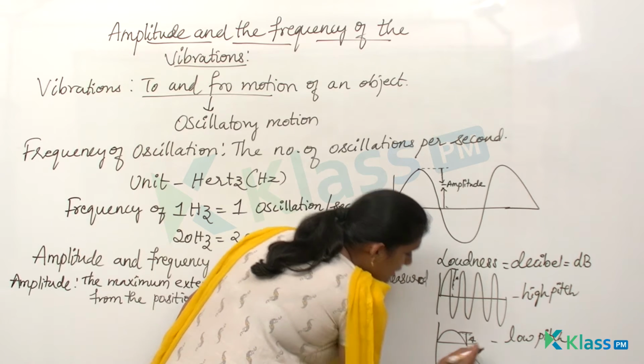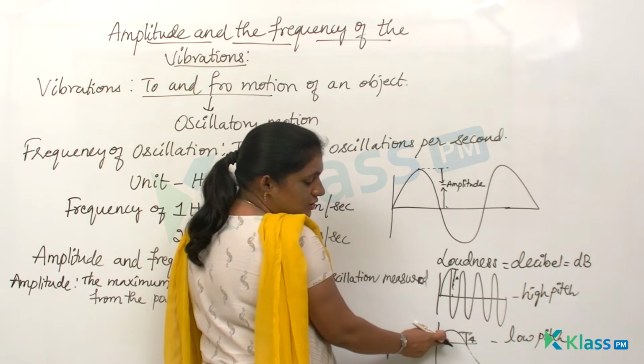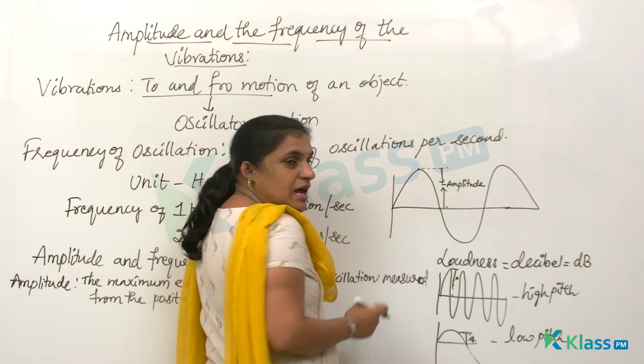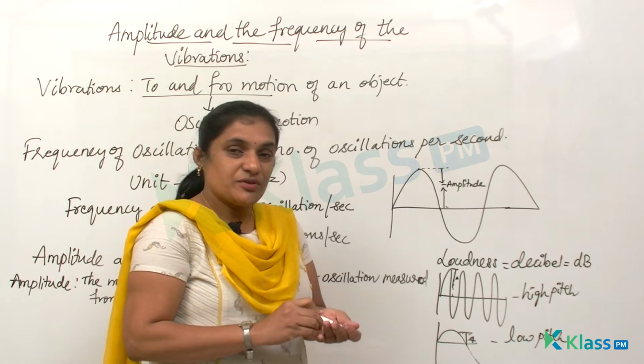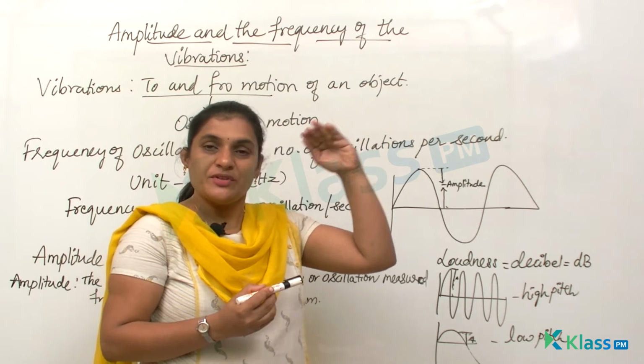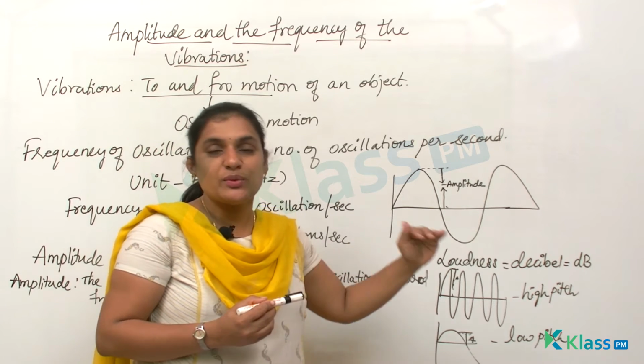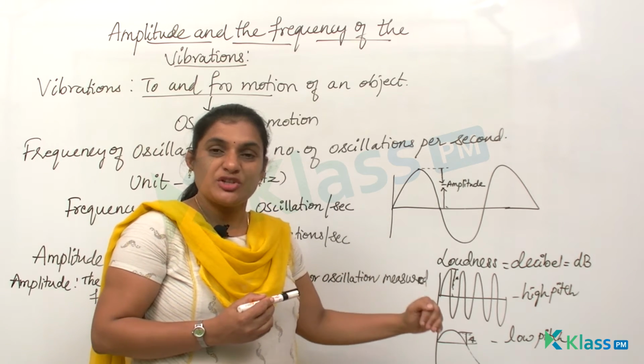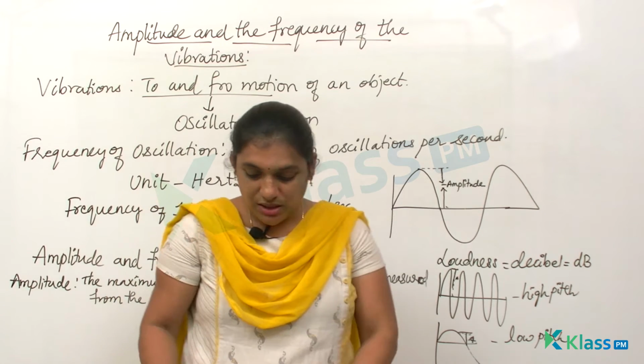The amplitude in case of low pitch is too low, whereas in case of high pitch it is high. That's the reason, if the frequency of the vibration is high, then it is said to be high pitch, and if the frequency of the vibration is low, then it is said to be low pitch.